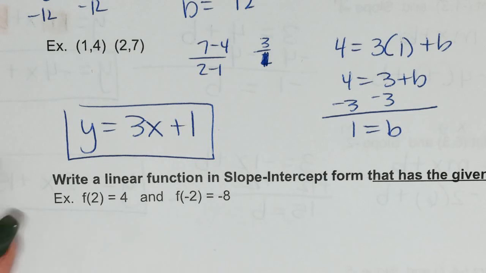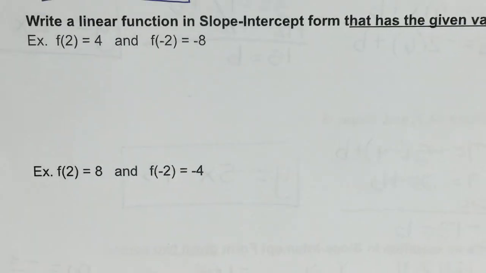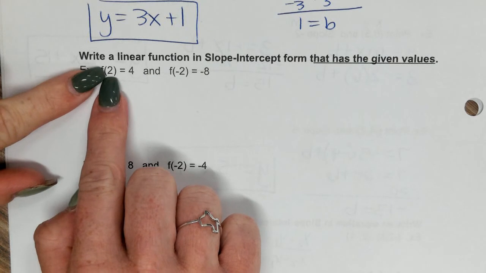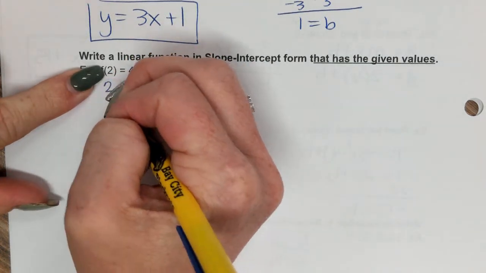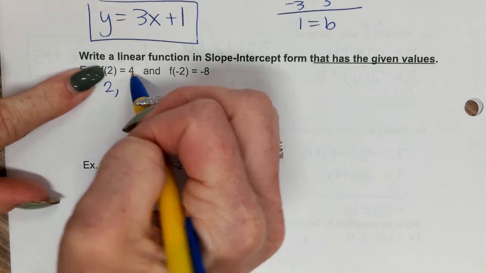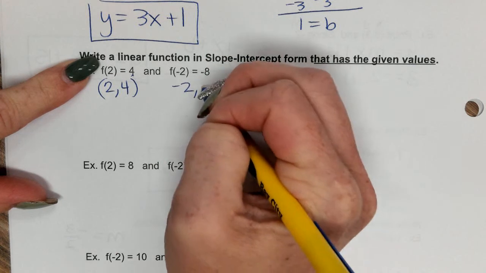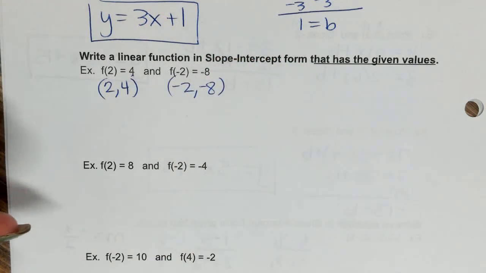All right, the next part, what are these called? What form are they in? F of x, which is function form. Okay, so what does this number represent? The x, so that's 2, comma, what is this? The y. 2, comma 4, and negative 2, comma, negative 8. Can I check my answers in stat? Do I have to do it by hand?